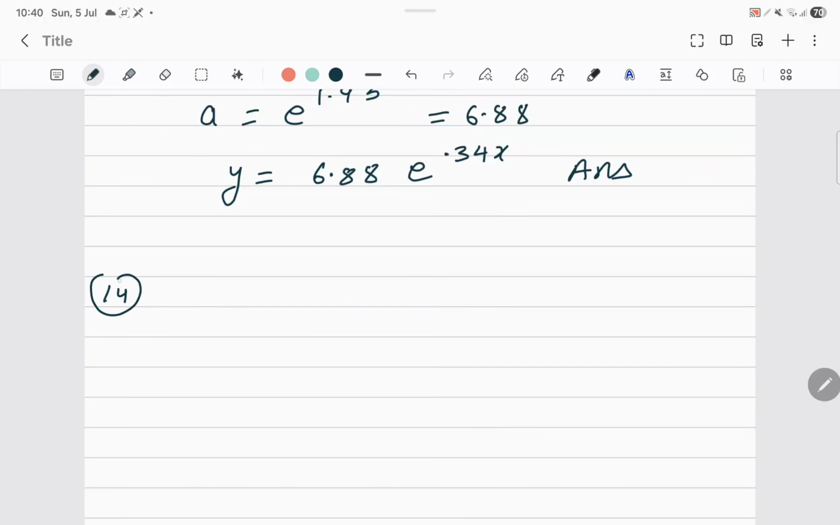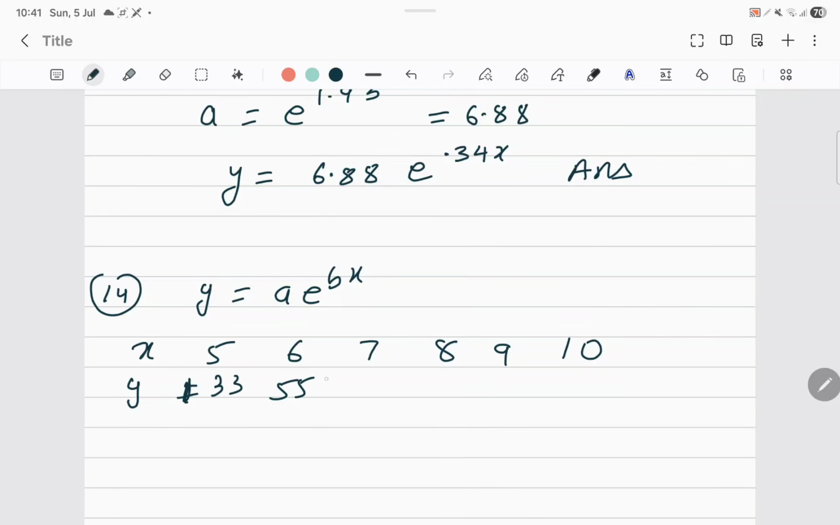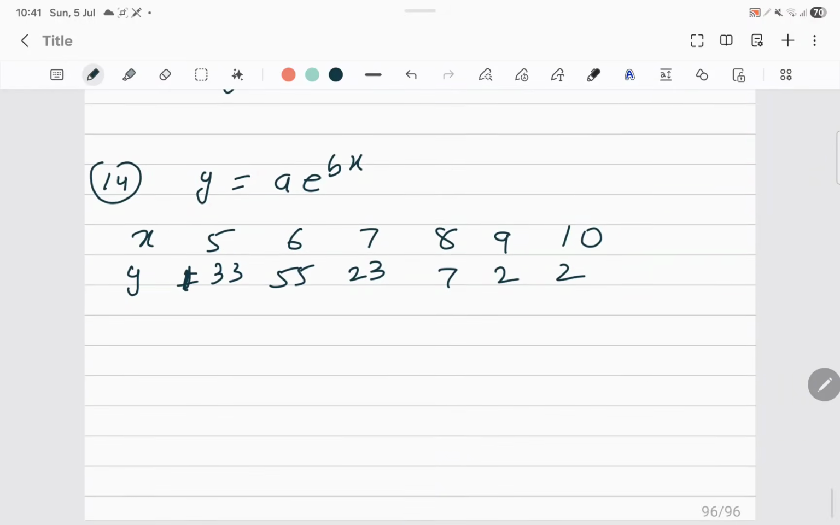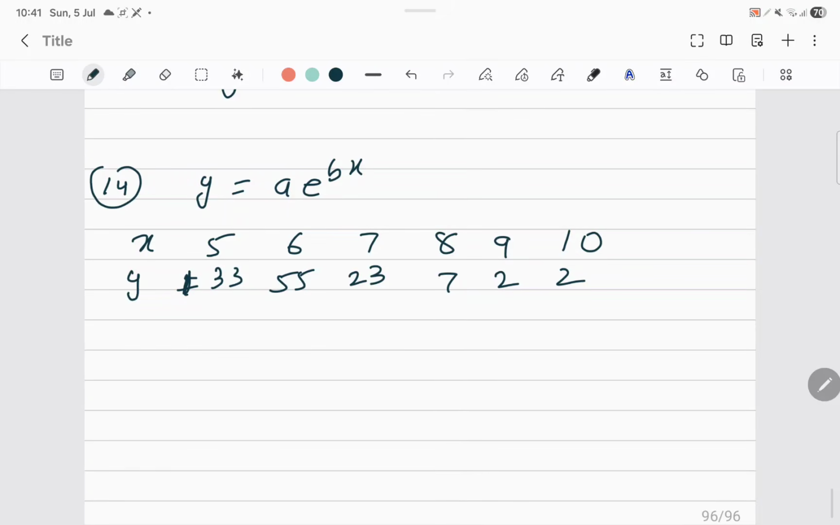14th question, what it says: fit a curve y is equal to a e to the power bx by the method of least squares, given that x is equal to 5, 6, 7, 8, 9, 10 and y is equal to 133, 55, 23, 7, 2, 2. Right? So now first step, I need to write down the normal equation.